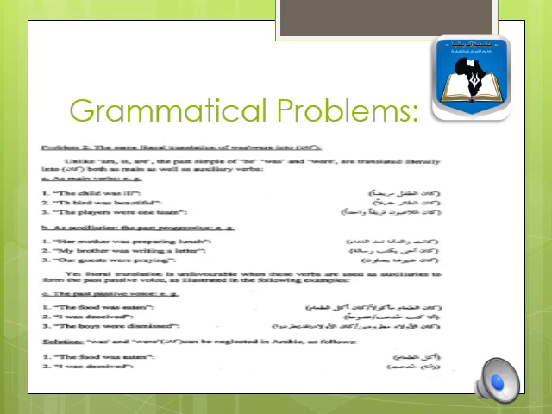Solution: was and were can be neglected in Arabic as follows, meaning avoided in the Arabic translation when there is passivization, in the passive voice. "The food was eaten," "أكل الطعام." "I was deceived." The translation is optional when we put it between brackets or squares.